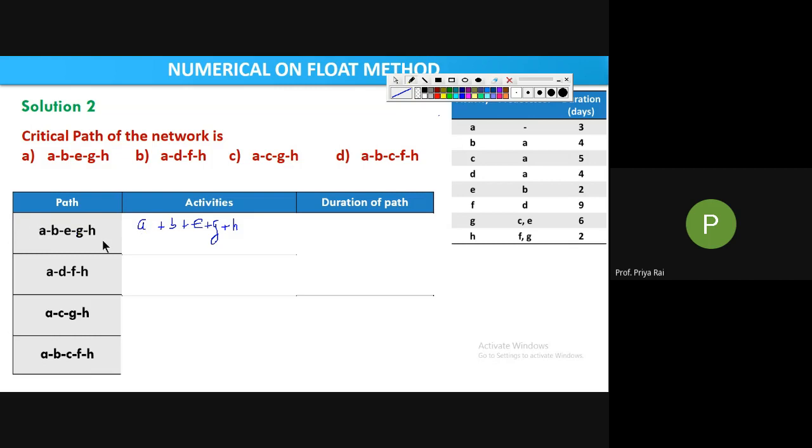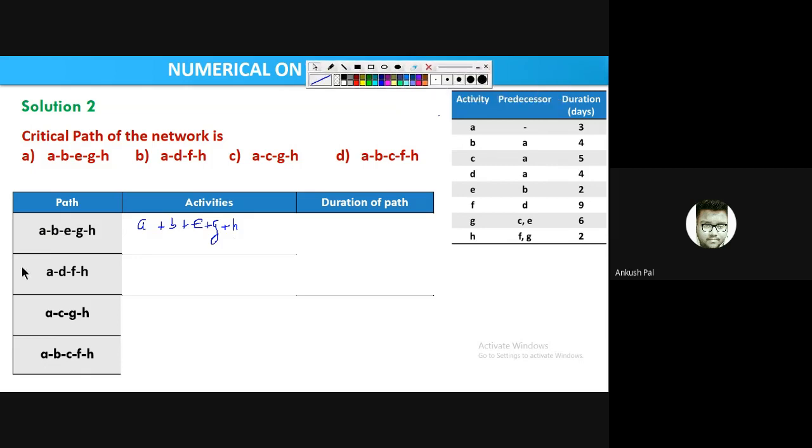This path exists or not? Doesn't exist, ma'am. Why? See here: in the middle column, the numbers have to be matched in pairs, three according to the pattern. But two match and one does not. Which one? A to B is matching. A to B means B will start when A completes. B's predecessor is A. It is matching, right? It exists.